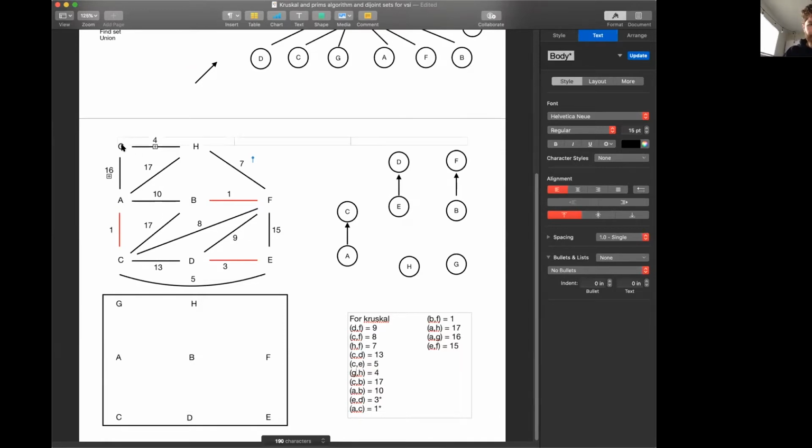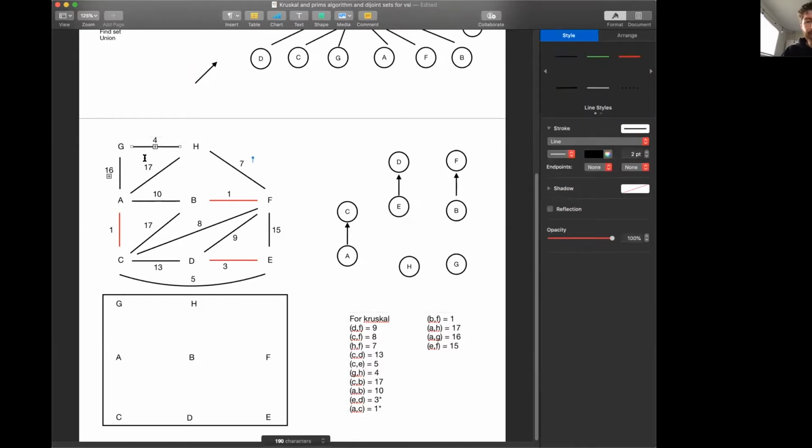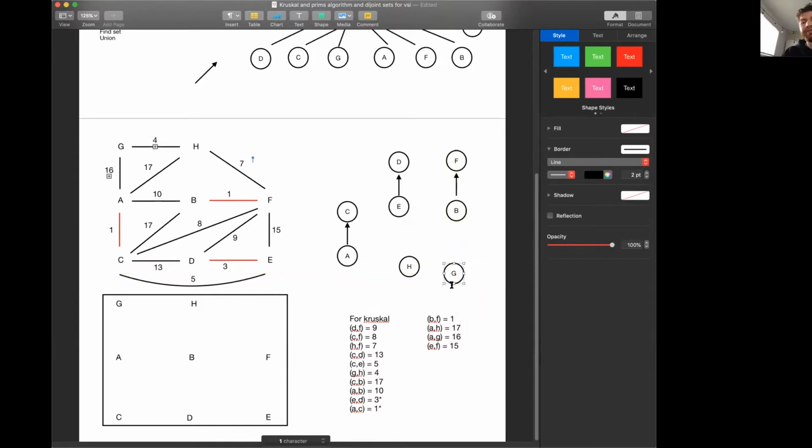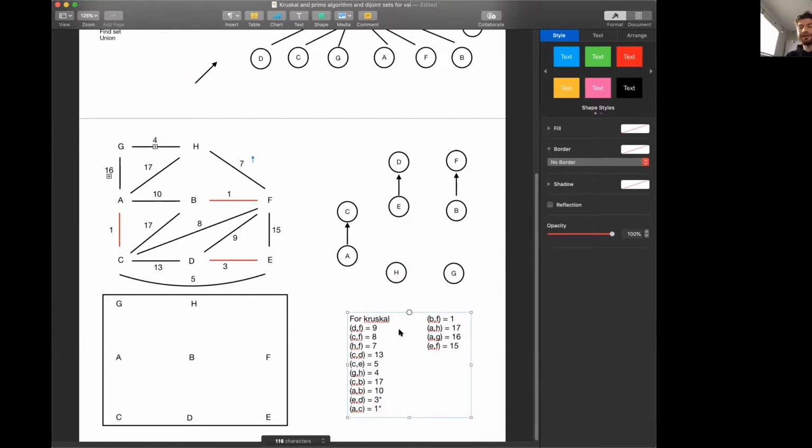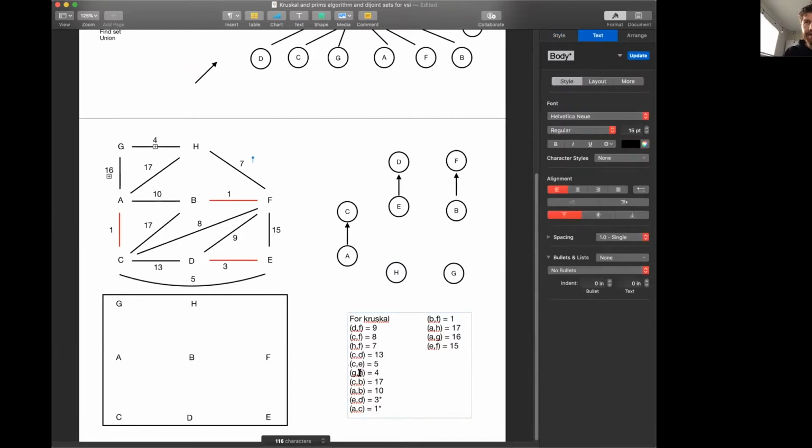So I call find set on G. G's right here, and this is the edge. G's by itself. We saw this a couple times, so it should give me G. I call find set on H. H is by itself, so that should give me H. But my question right now is, who's going to become the parent? It really doesn't matter, but the way the book does it is that the second vertex of that edge will be the parent. So in this case, it's H.